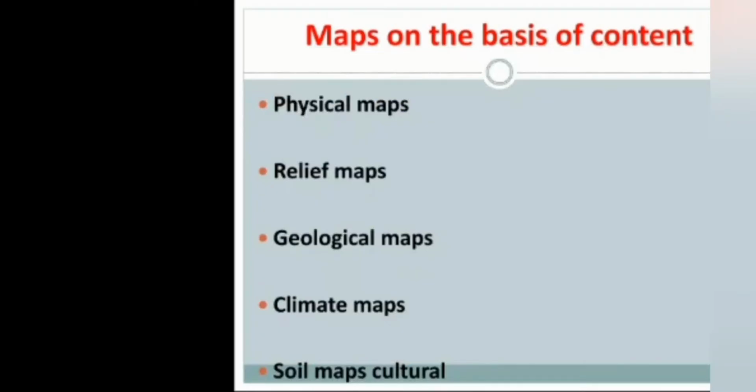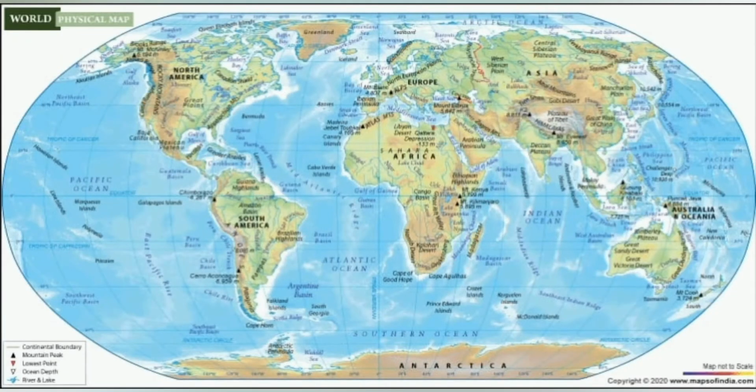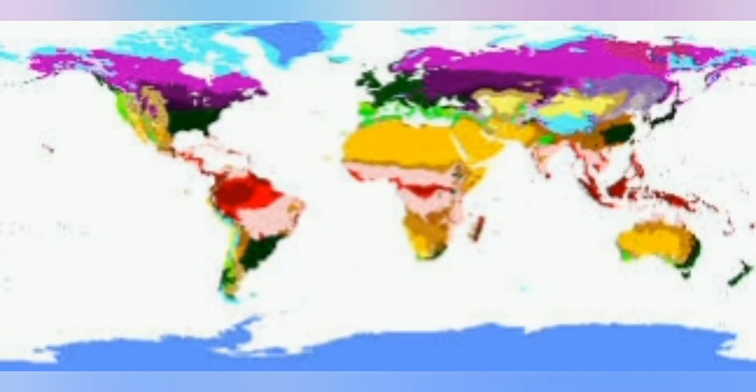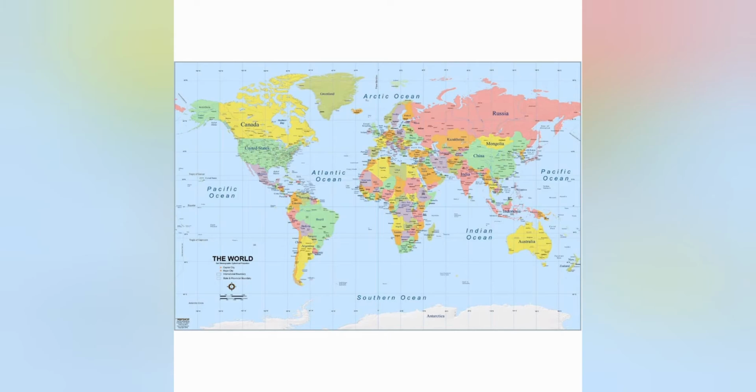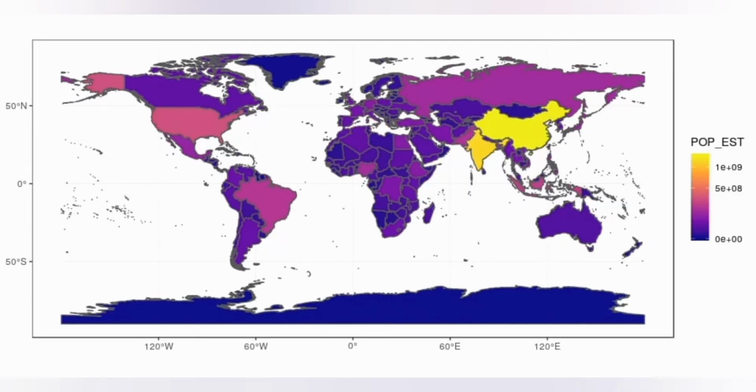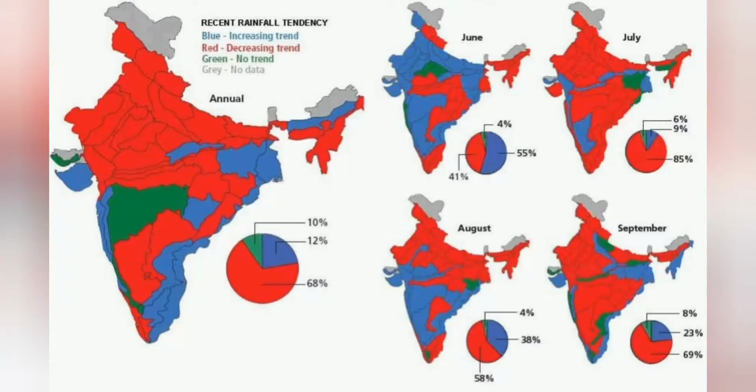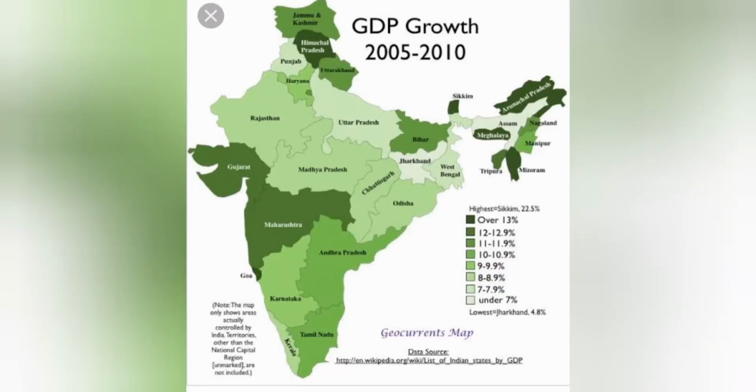We can divide the maps on the basis of content. First one, physical maps. They show natural features. Then you have relief maps, which show general topography. Then the geological maps, they are drawn to show geological structures like rocks and minerals. Then you have climatic maps, which show the distribution of temperature, rainfall, clouds, direction, etc. Then soil maps, which are drawn to show the distribution of different types of soil and properties.